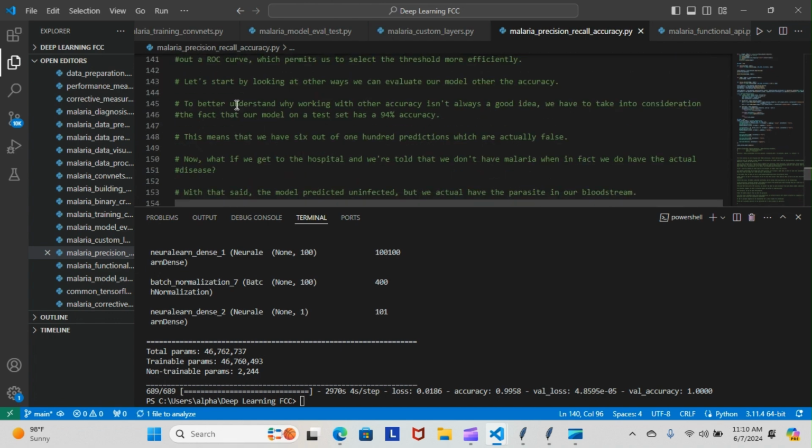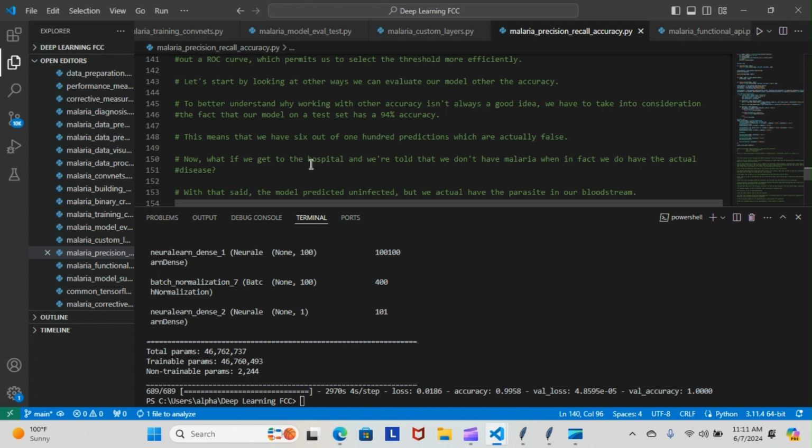To better understand why working with accuracy alone isn't always a good idea, we have to take into consideration the fact that our model on a test set has 94% accuracy. Now, this means that 6 out of 100 predictions are actually false. So we got a 94% accuracy, and that means 6 of our predictions are actually going to be false out of the 100.